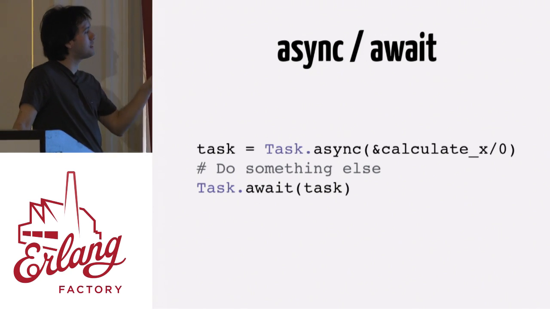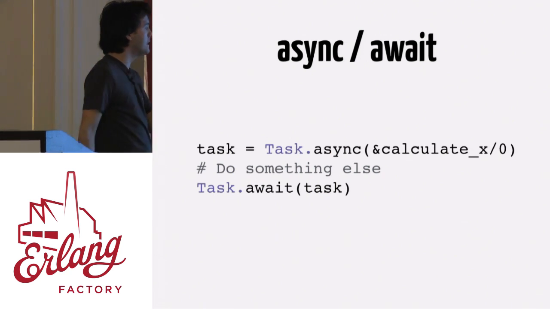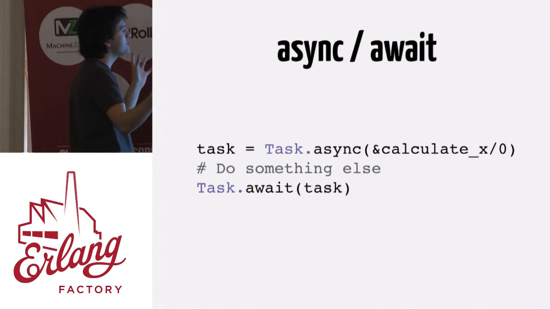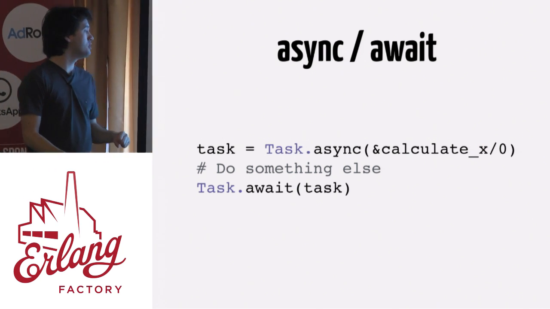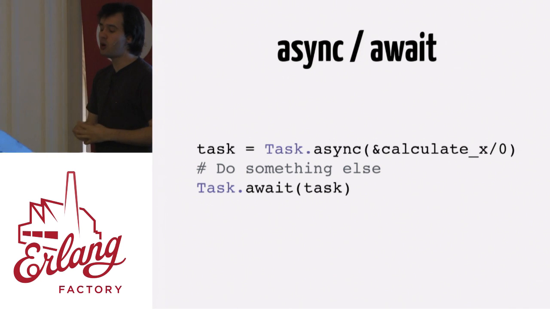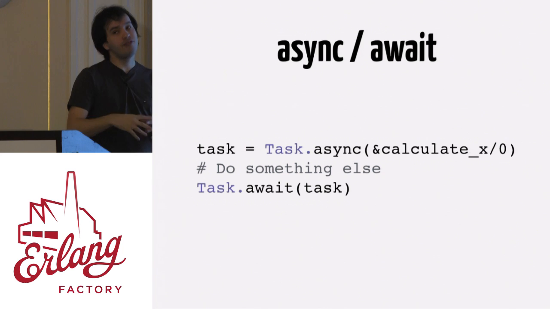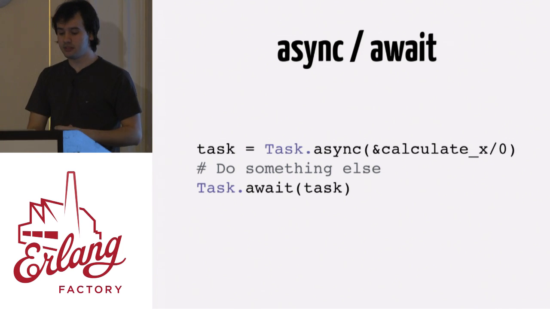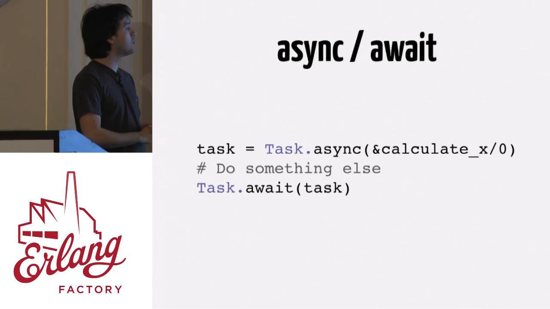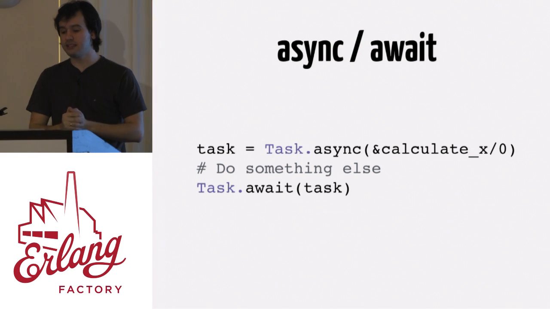So we just say Task.async with the function you want to calculate, and then you can do whatever you want concurrently with that computation. And when you care about the result, you call Task.await, and that's going to wait for the result for the default timeout that we have of 5 seconds. So that's one of the patterns that we added once we started to have tasks.